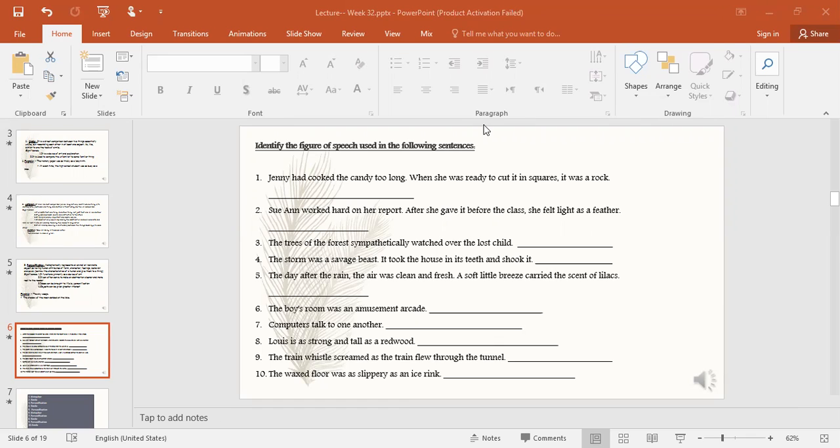Yes, Huda, number 4. Yes, miss. The storm was a savage beast. It took the house in its teeth and shook it. Okay, but let me just tell you something here, Huda. The sentence here is divided into 2 parts: the storm was a savage beast, and then it took the house in its teeth and shook it. So there are 2 types of figures of speech in this sentence, okay?